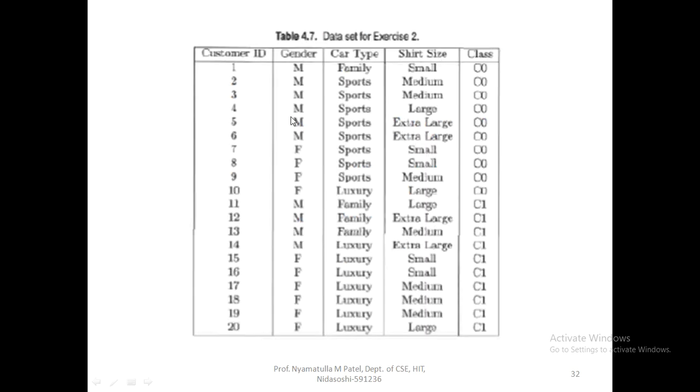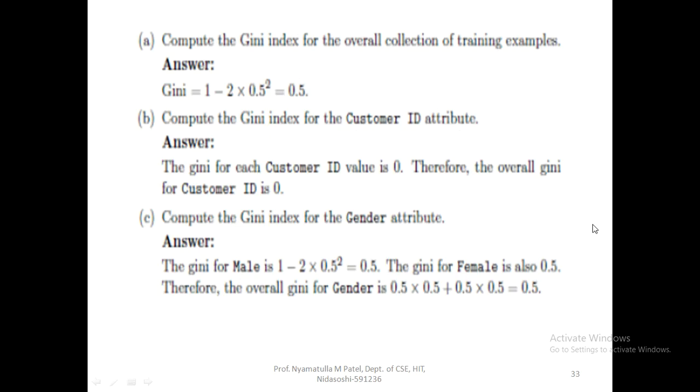So, now this customer ID attribute I need to calculate, and I need to calculate the Gini index. So, the Gini for customer ID's value is 0. Why? The overall Gini is also 0. We will see in the next slide why the Gini for customer ID value is 0.